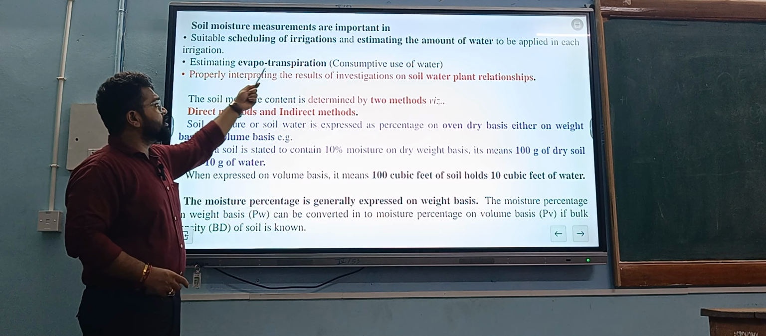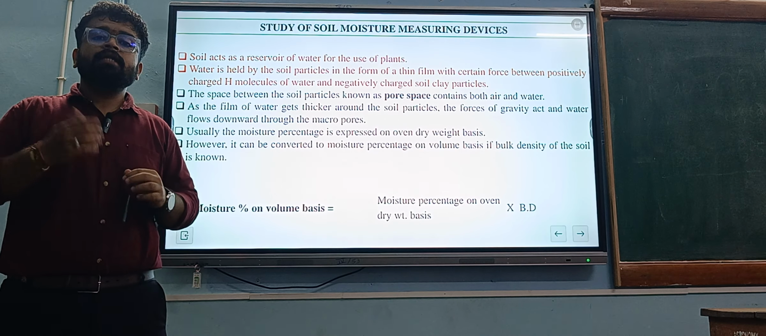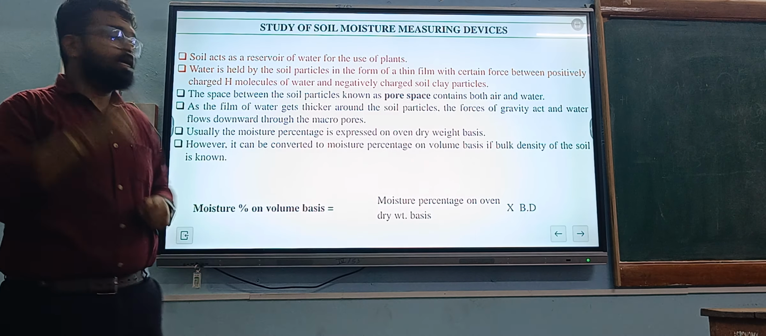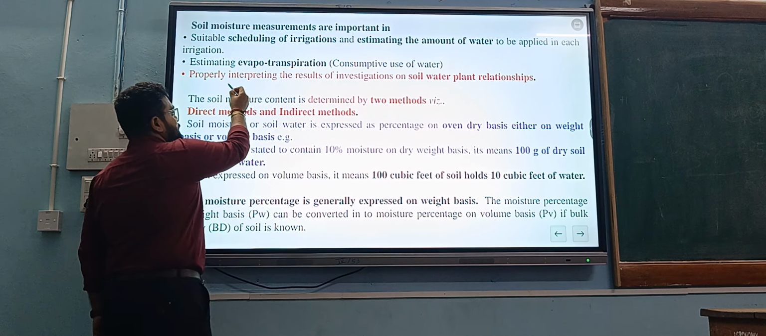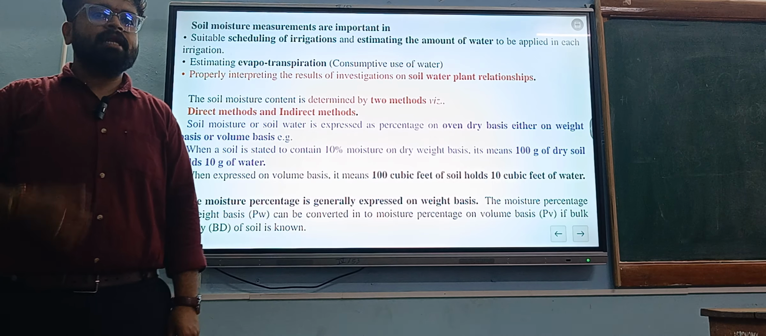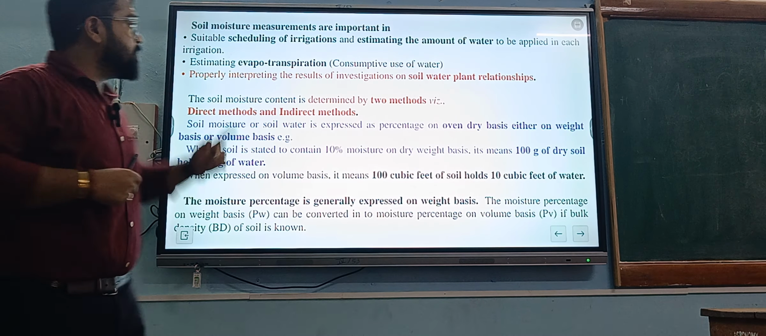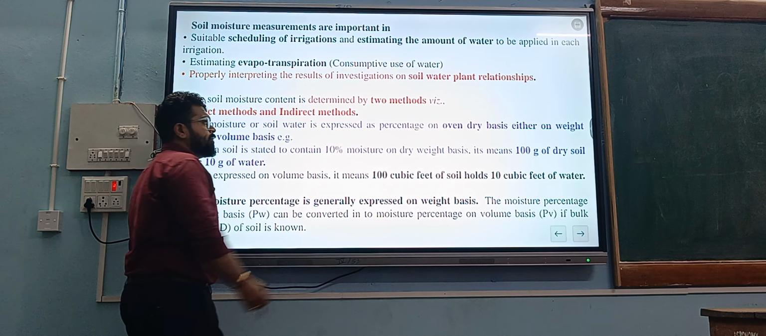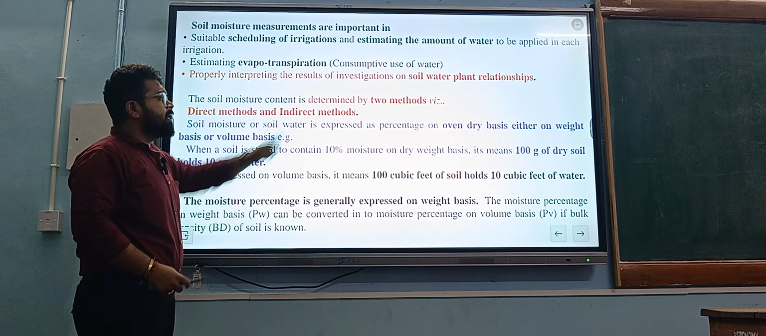The next is estimation of evapotranspiration, that is, conservative use of water. The amount of water that is used by the plant, lost through transpiration, and lost through evaporation from the soil is determined using soil moisture measurement, and it helps to properly interpret the results of investigations of soil-water-plant relationships. We have studied the movement of water from the soil to the plant and into the atmosphere. In order to study this relationship, soil moisture measurement is very important. So in irrigation agronomy, we divide the methods into two: the first is the direct method, and the second is the indirect method.